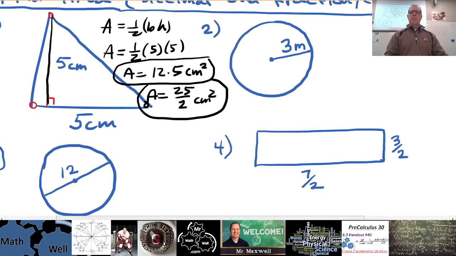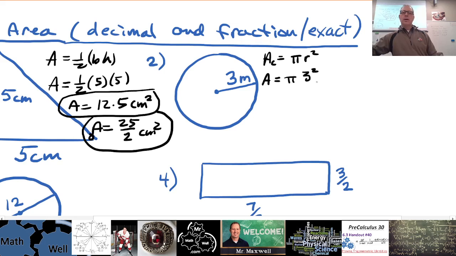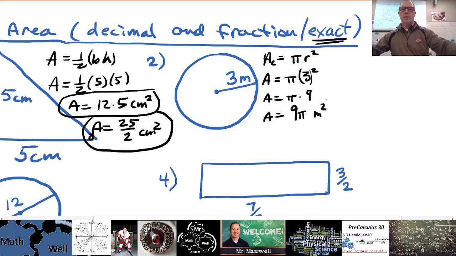All right. Number 2 is a circle with radius 3 meters. So the area for a circle is pi times r squared. So the area is going to be pi times 3 squared. Now please don't square pi times 3. You're only squaring the radius. So you're just squaring the 3. So the area is pi times 9. Now we would write that in exact form as 9 pi. That's that number, 9 pi. And it's going to be meters squared. So that's going to be our exact answer.